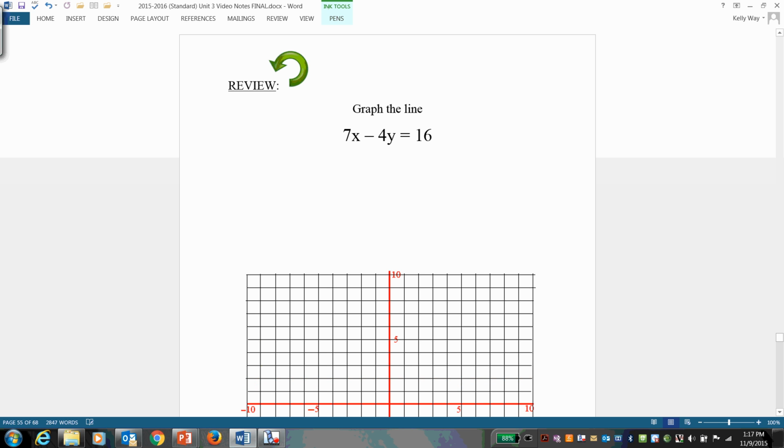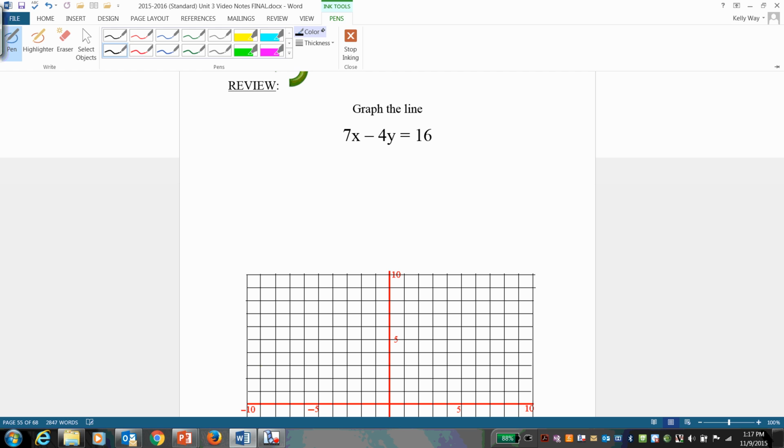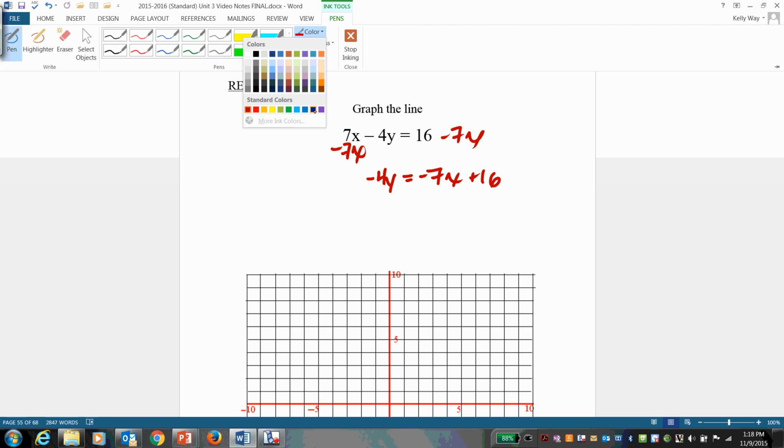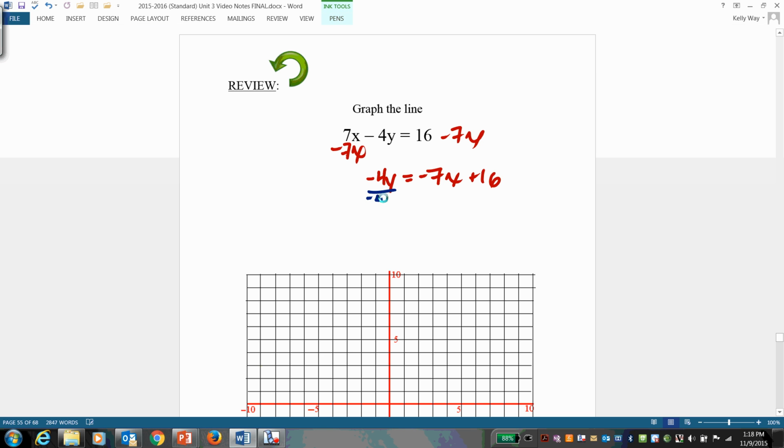So step number 1, we're going to get y by itself by doing minus 7x. Minus 7x, so I have negative 4y equals negative 7x plus 16. I'm going to divide by negative 4, divide by negative 4, divide by negative 4. Y equals, double negative makes a positive, 7 over 4 x minus 4.